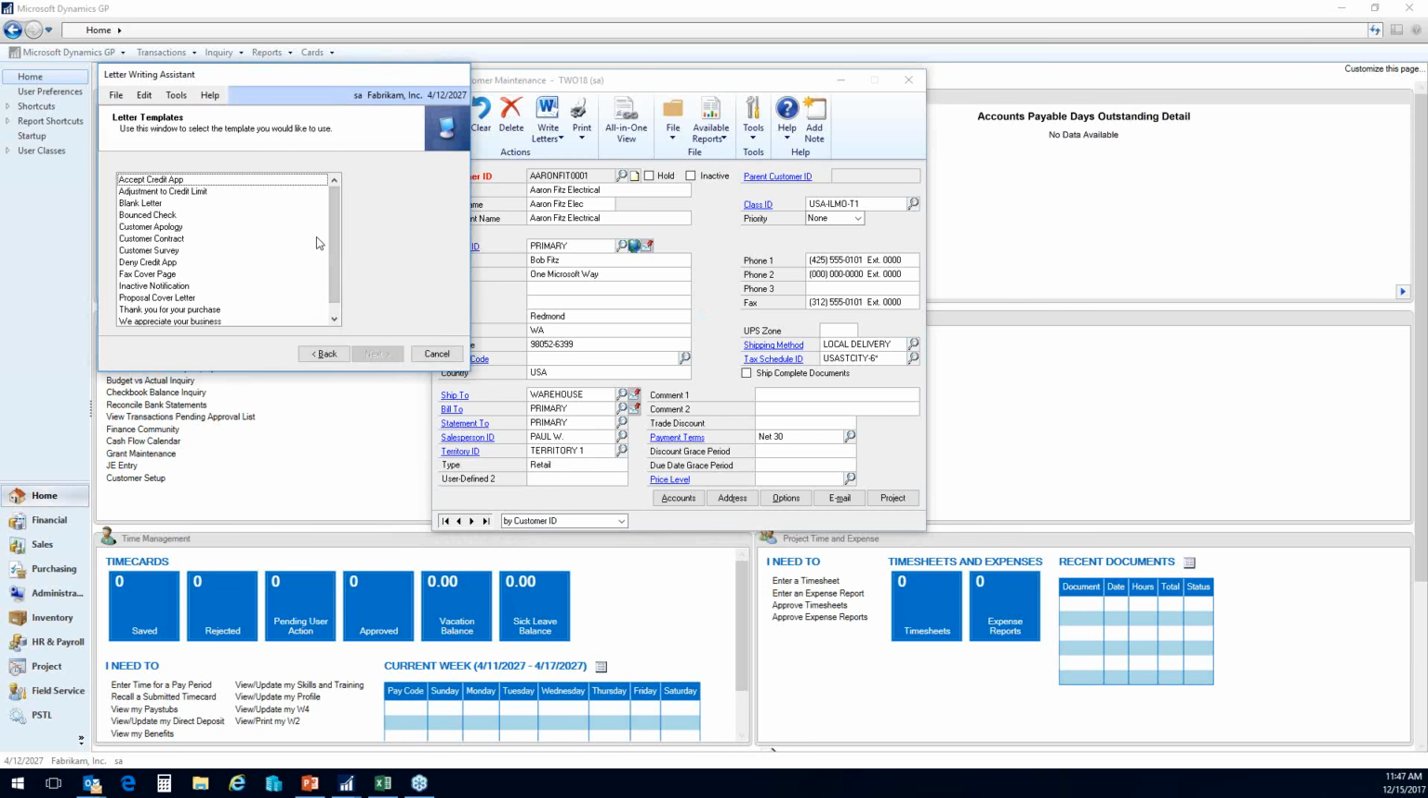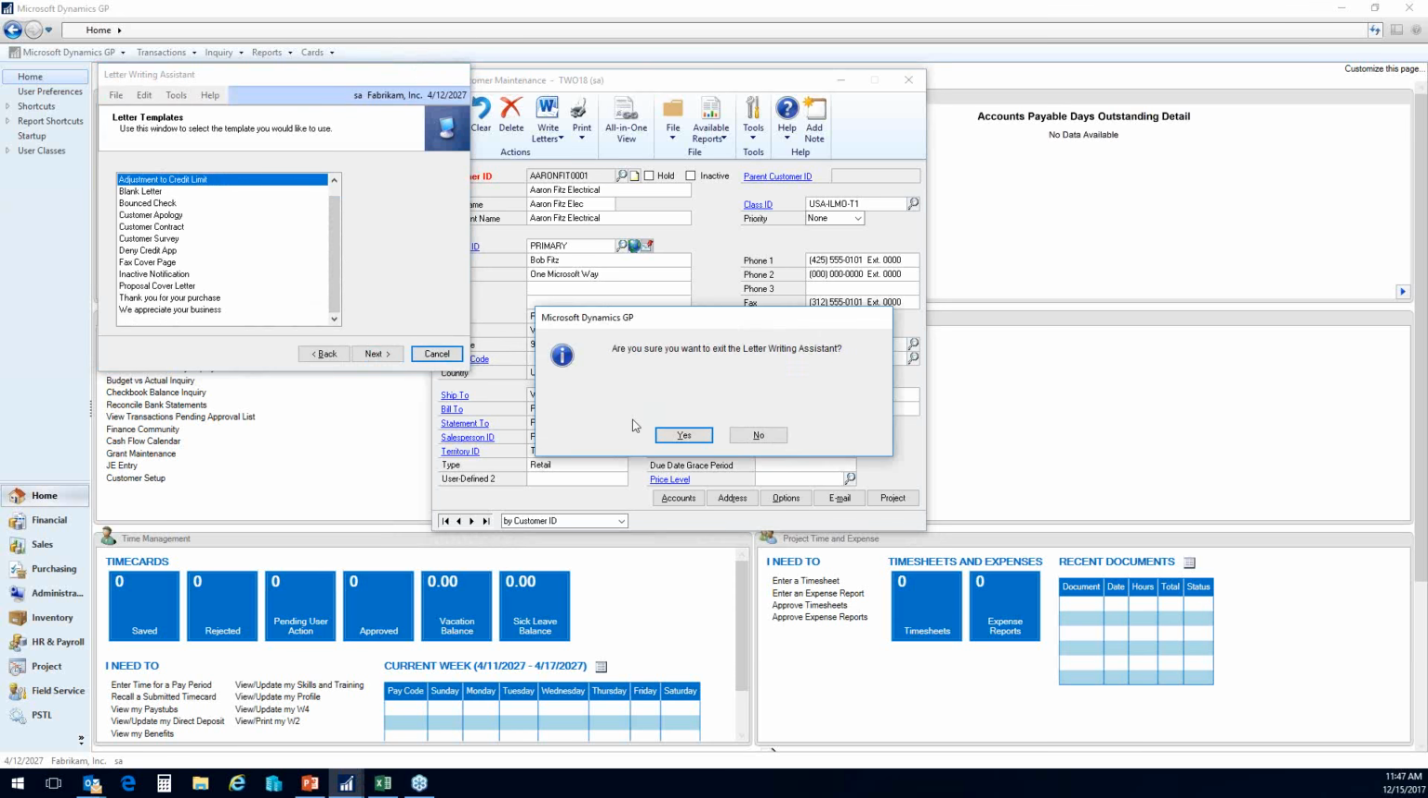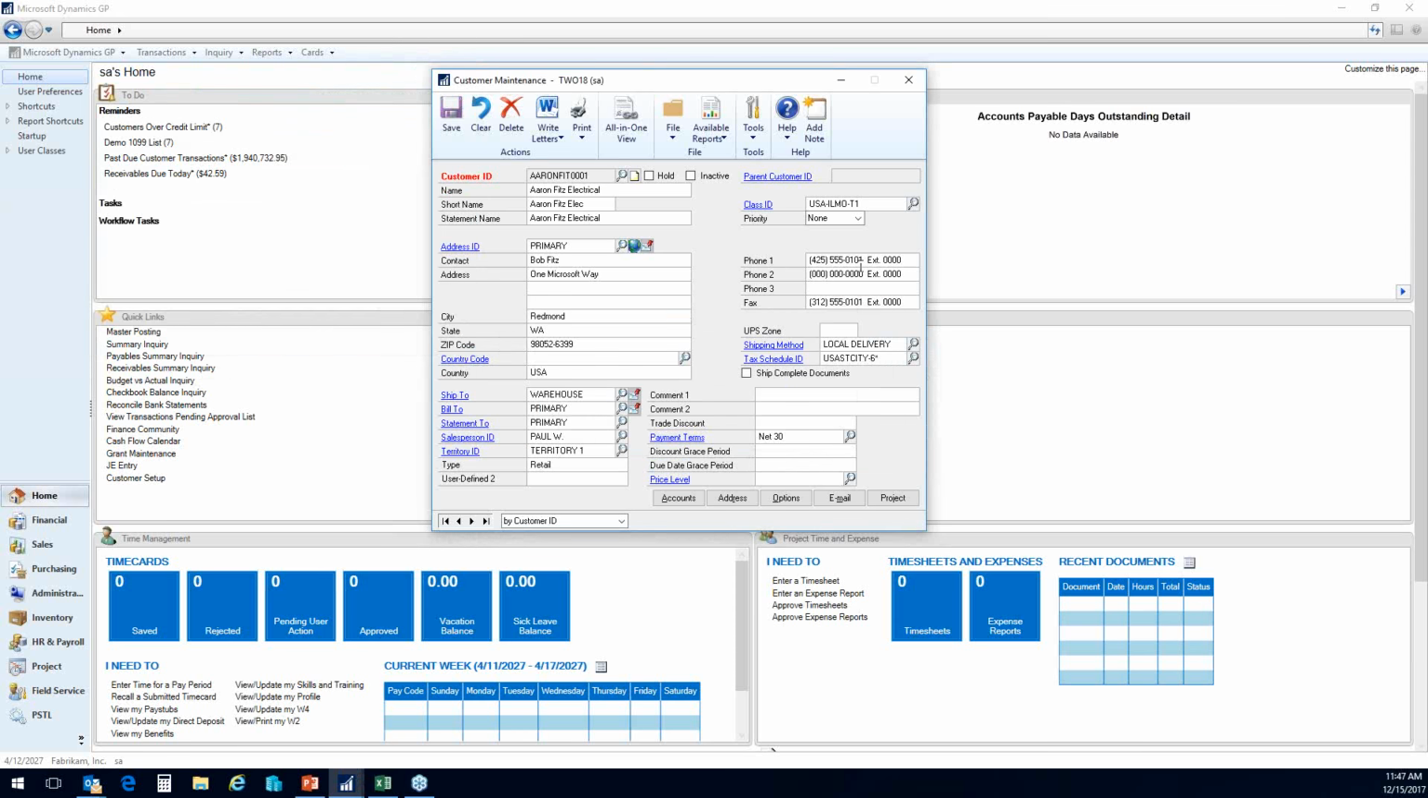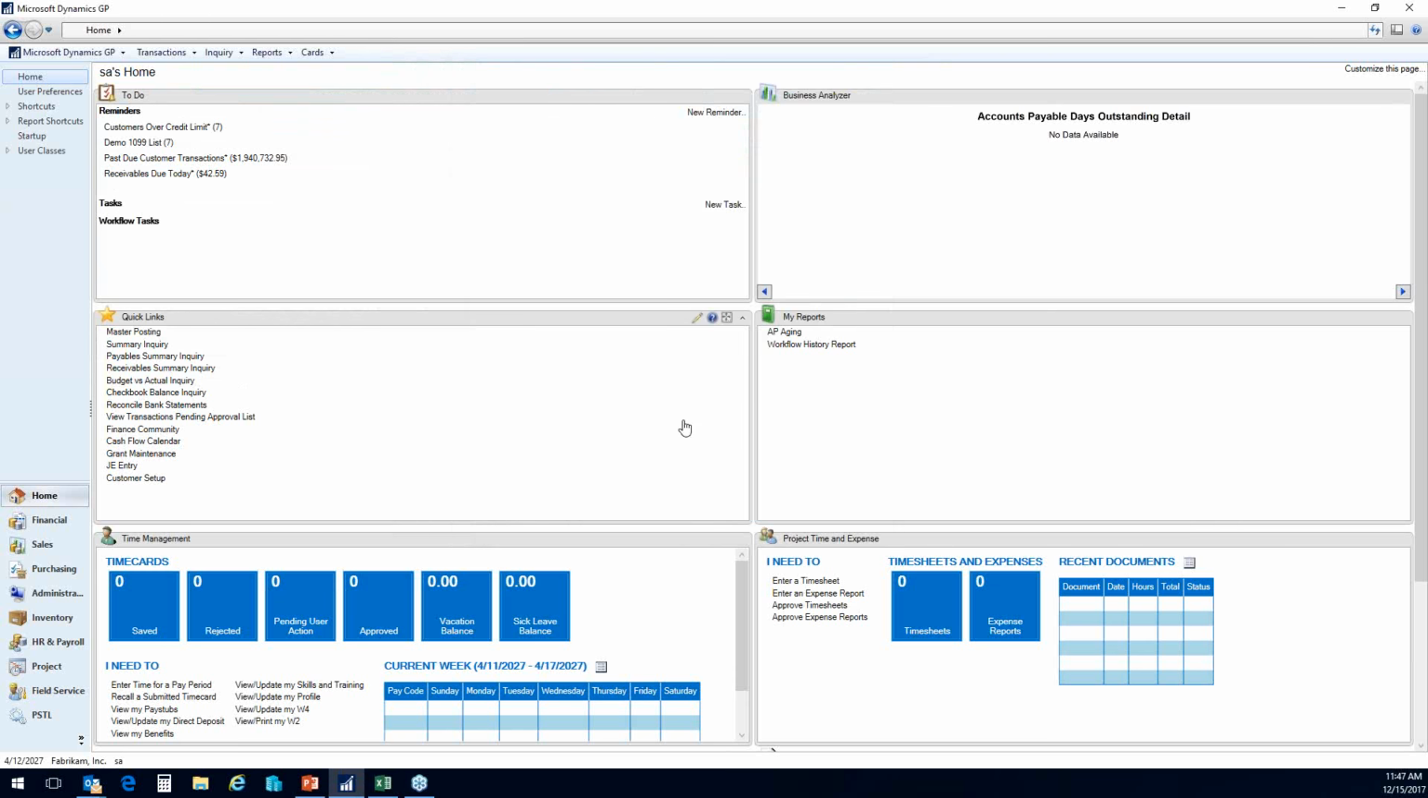And we could take some action against that. And so here's a number of things. We looked earlier at the adjustment to the credit limit letter. We could have unlimited letter templates here of our own. And so we could do that directly from the customer screen here as well, if we wanted to. And so the homepage really is designed for us to do everything that we need to do on a regular basis right from our homepage.